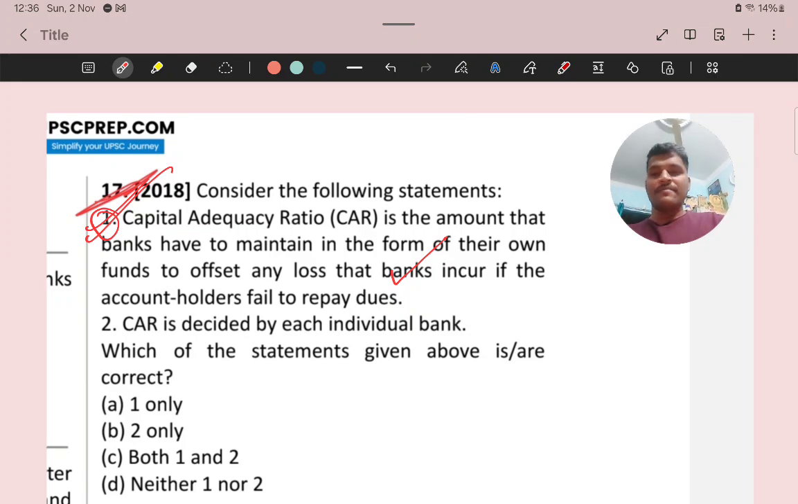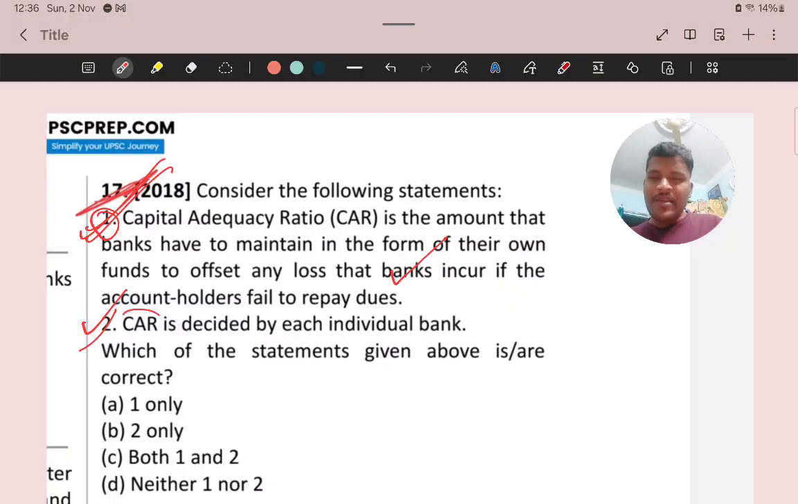So tell me, if capital adequacy ratio is increased, then what is the impact on inflation? What is the impact on cash flow? Put it in the comment section. Statement number 1 is true.